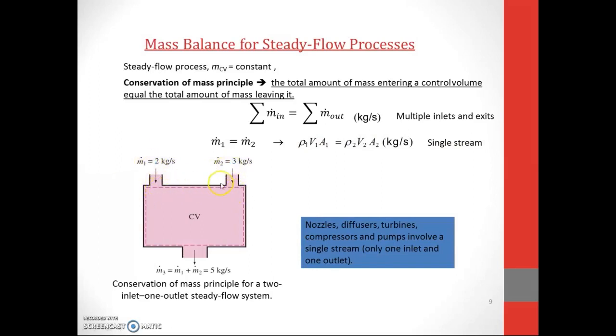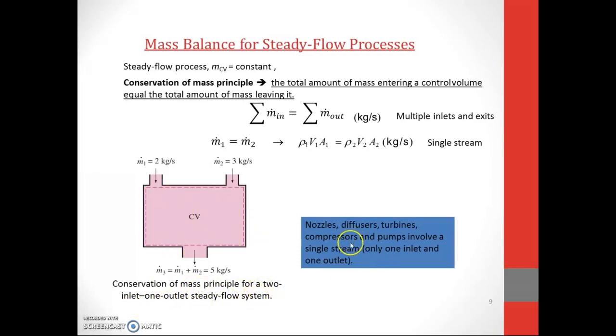Or we can have two inlets here. We have mass 1 and mass 2 as inputs, and we have mass 3 as the output. So the output is the total of mass 1 and mass 2. This is the conservation of mass principle for a two-inlet, one-outlet steady flow system. This is just an example.